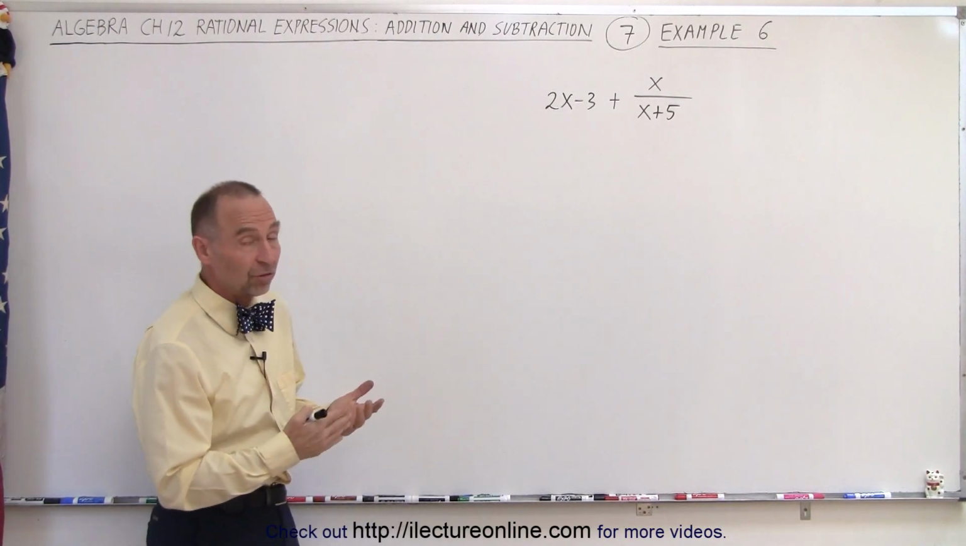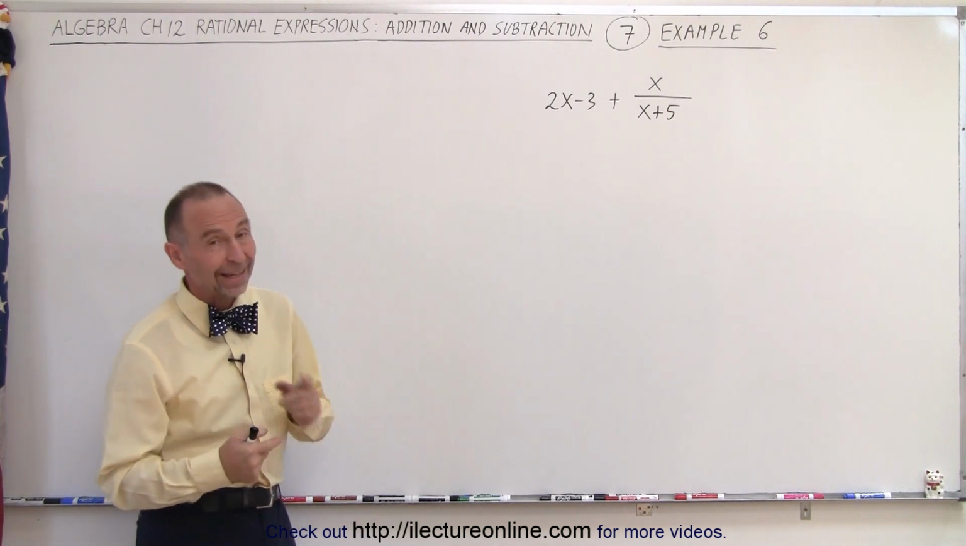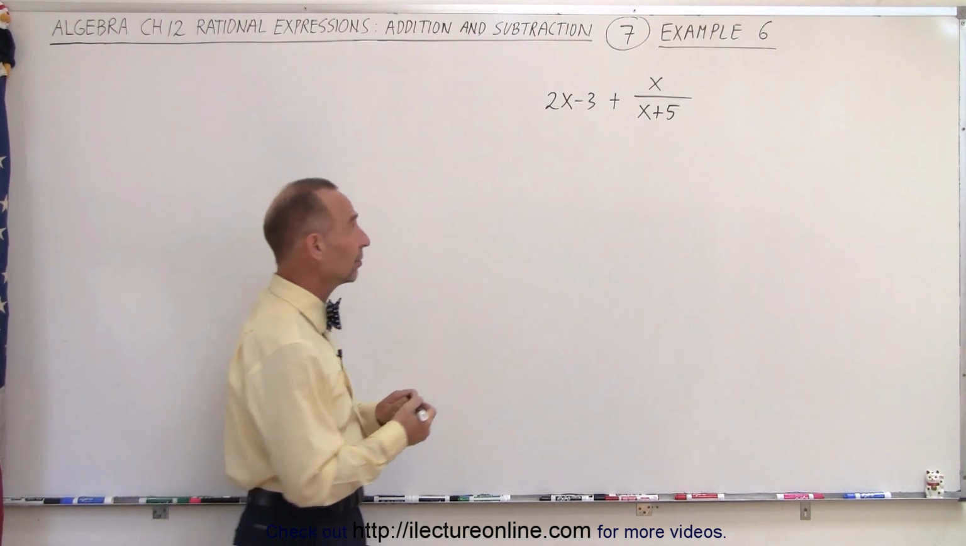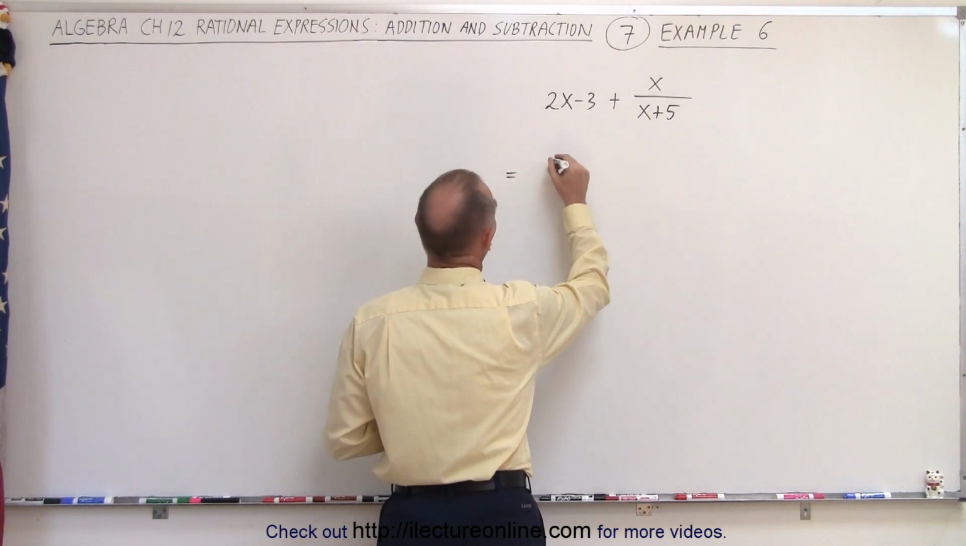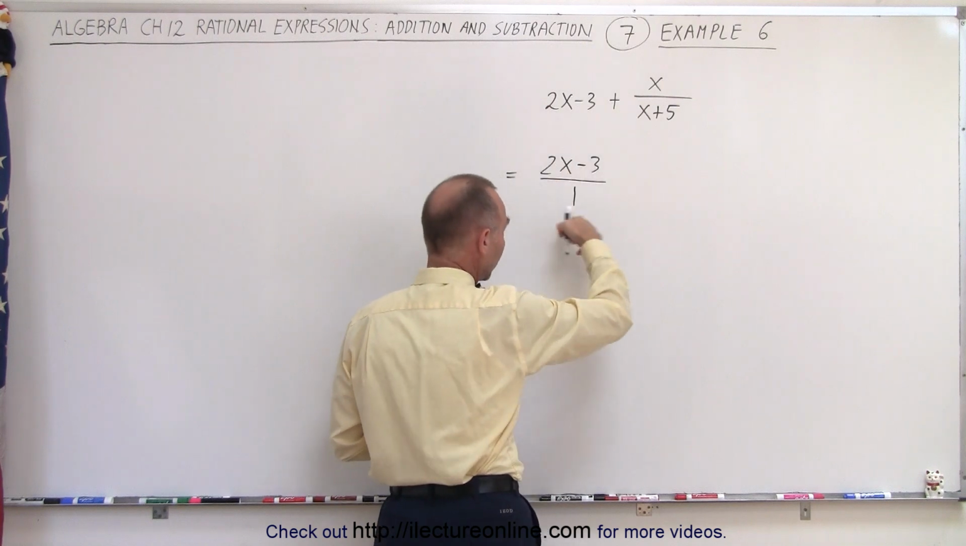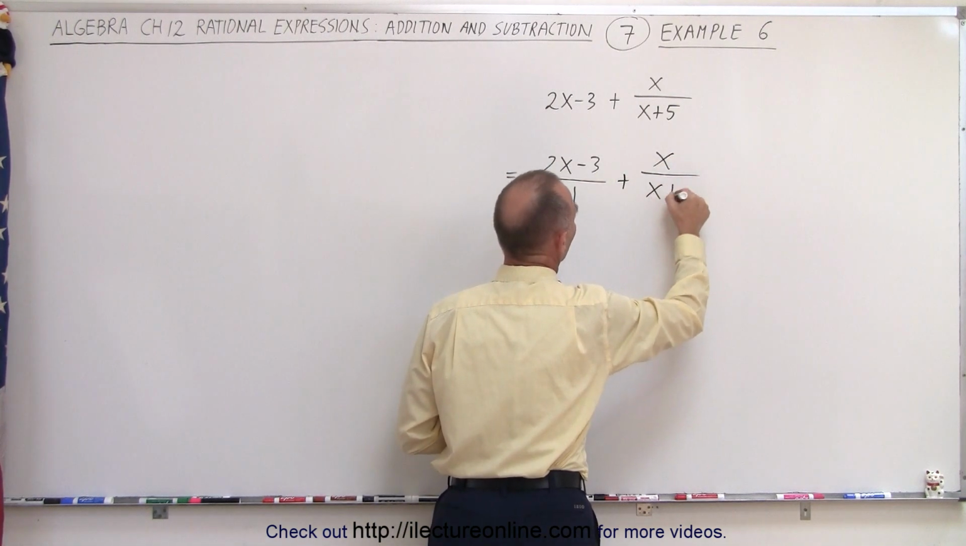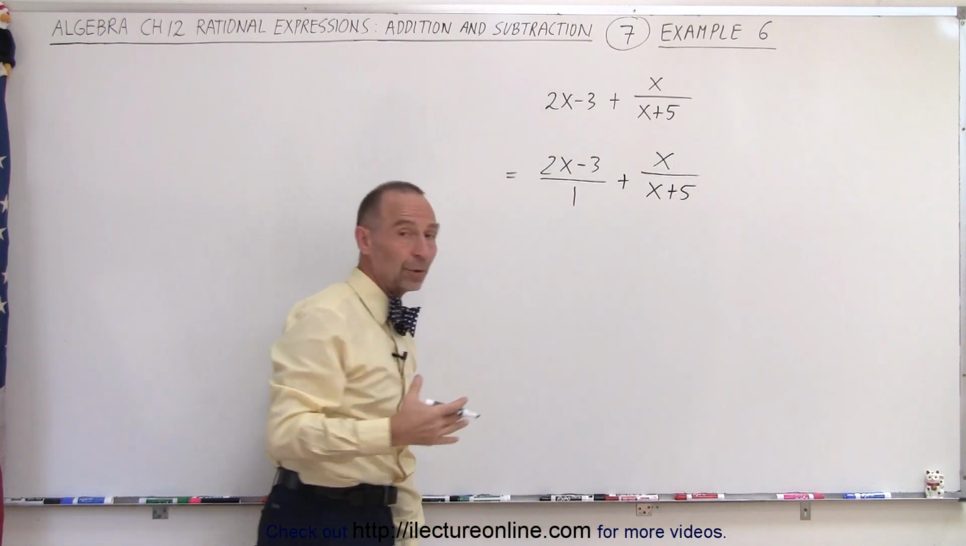Sometimes one of the expressions doesn't look like a rational expression, and in a way you're correct, except we can rewrite it like this. So this could be rewritten as 2x minus 3 divided by 1, and now it is a rational expression, plus x over x plus 5. And now again we use the same rules.